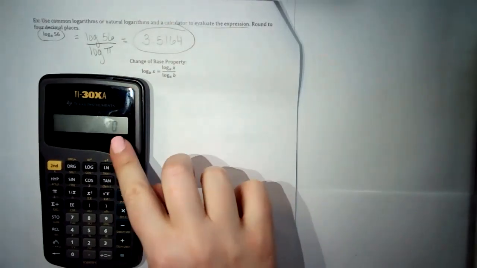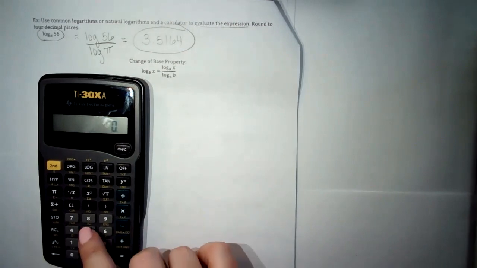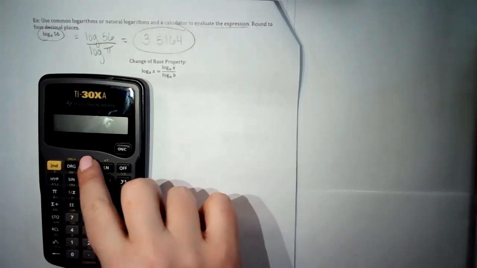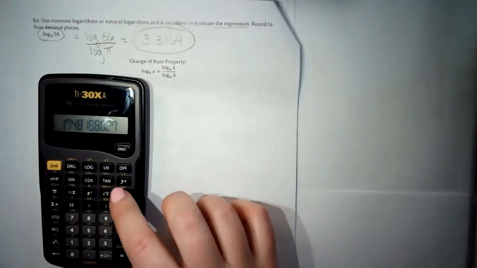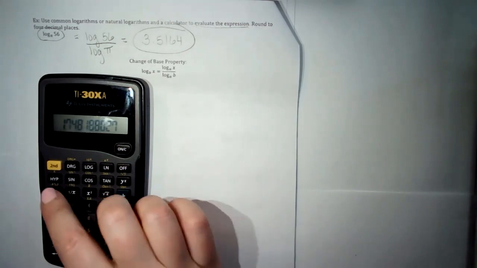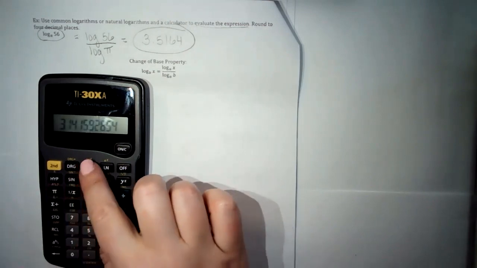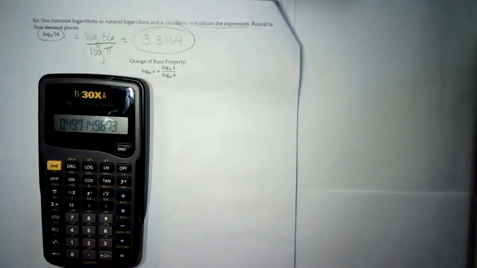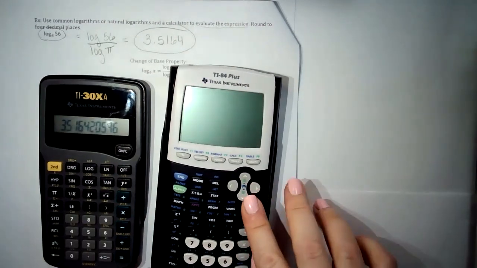Let's do it again. If you want to see me do it again on the little one, here's what I did. 56 log divided by pi log, enter. Okay, now let me do it on the big guy so we can see it. It's a little different. Okay, all right, big guy, here we go.